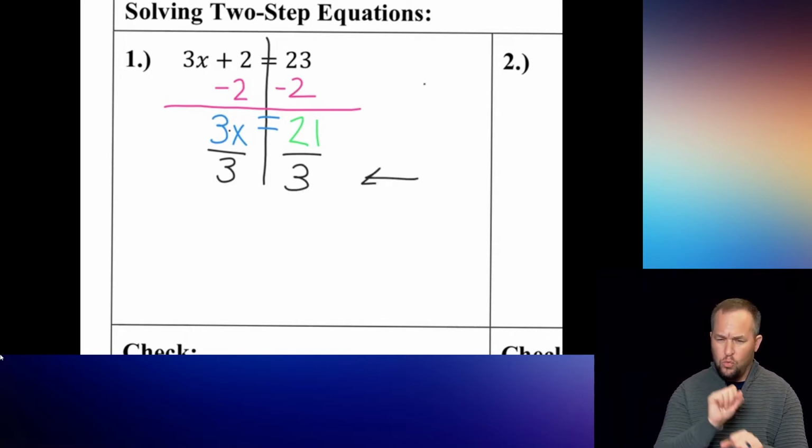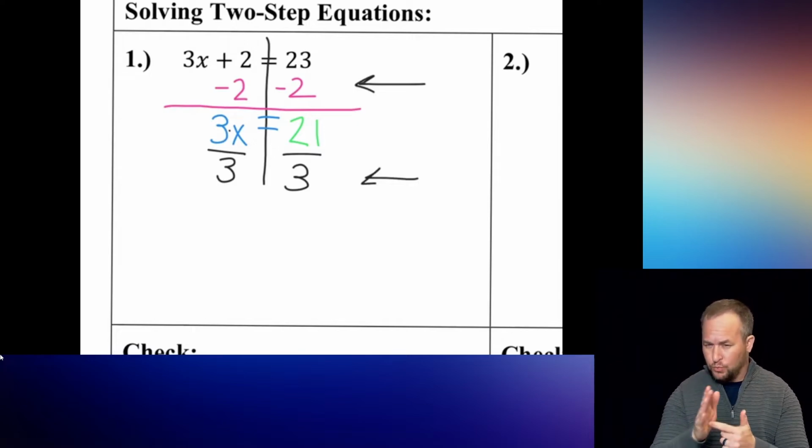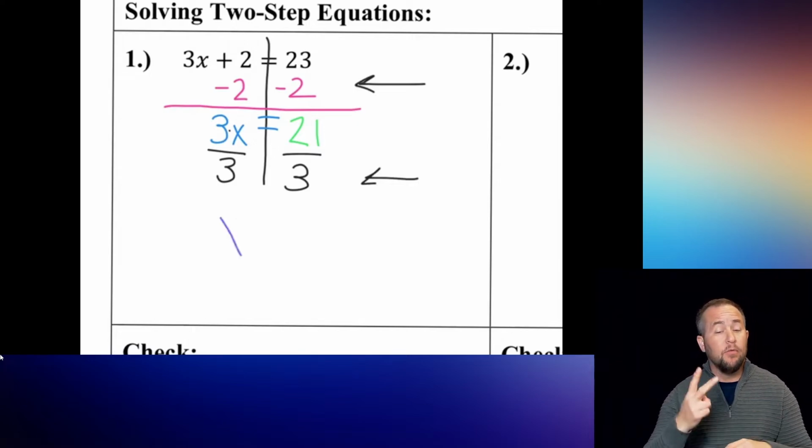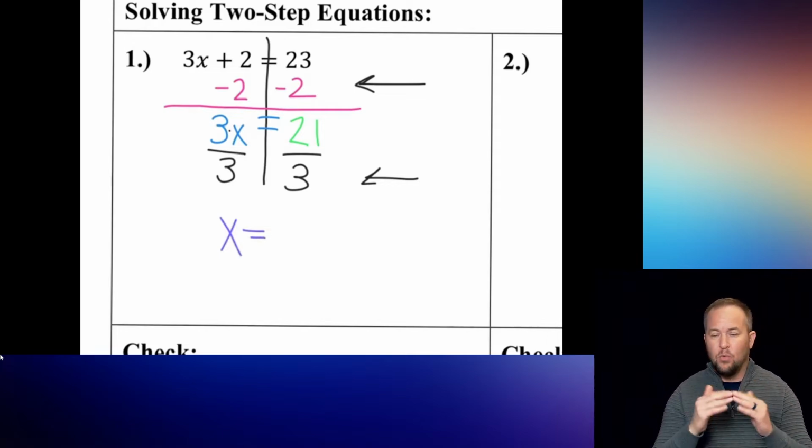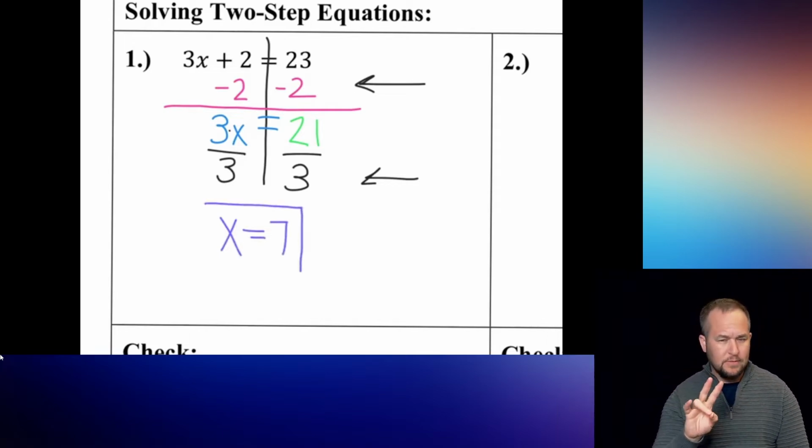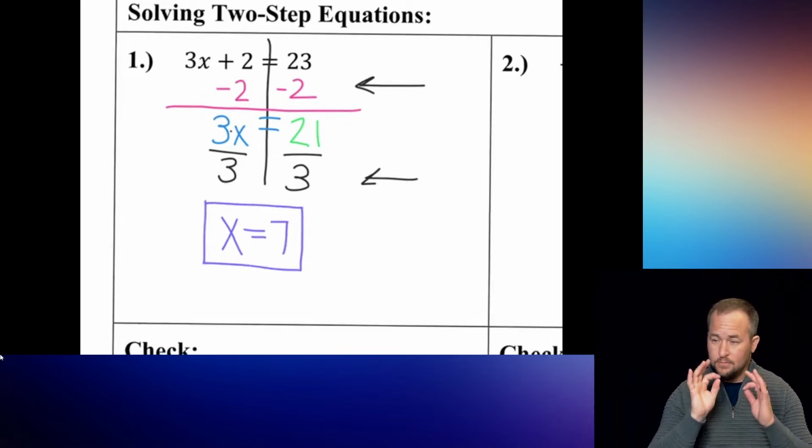Remember how key this work is. You must show what you're doing on both sides of the equation. When I divide by 3, I end up with x equals, and then 21 divided by 3 gives us the number 7. Good, and then right below, I'm just going to do a little quick check.